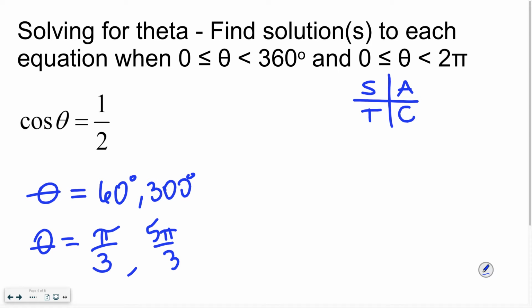Okay. All I'm asking you to do is think about your unit circle and pick out the places where this would be true. Let's try another one.